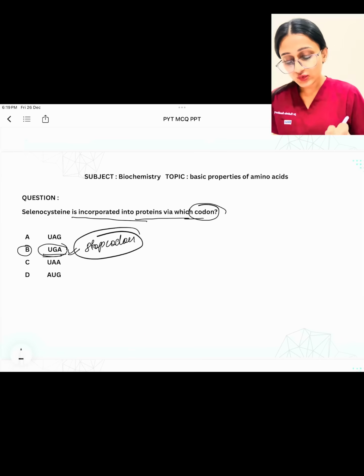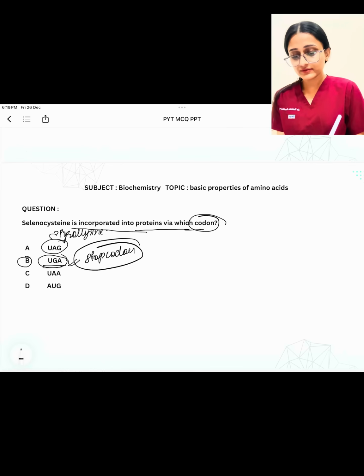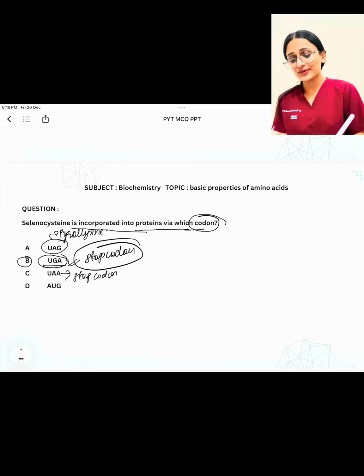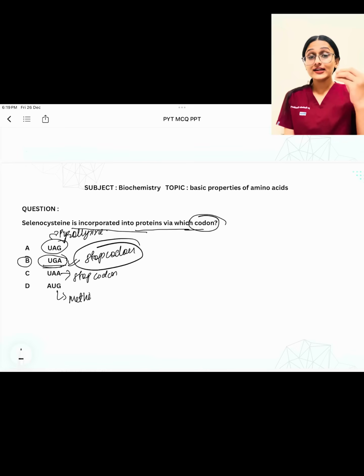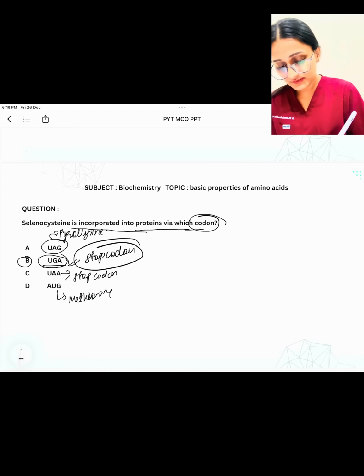UAG is basically for pyrrolysine. UAA is just a stop codon. AUG we all know. It is for methionine. You all know that AUG initiates translation.